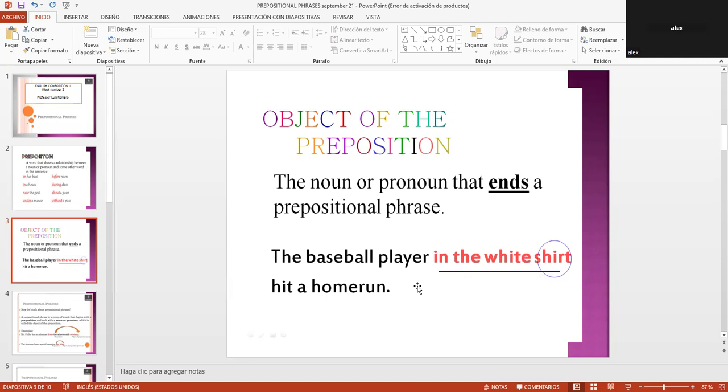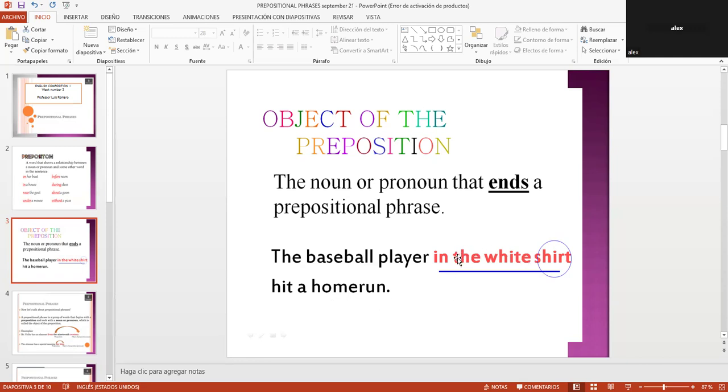I think we use the preposition plus the complement plus the subject, no? Yeah, that's it. Exactly as you are saying it. Here you have the preposition, you have a complement, and then the noun, right? Which is the object of the preposition. But sometimes you wouldn't have a complement like this one. This sentence could be written like this: the baseball player in the white shirt hit a home run.